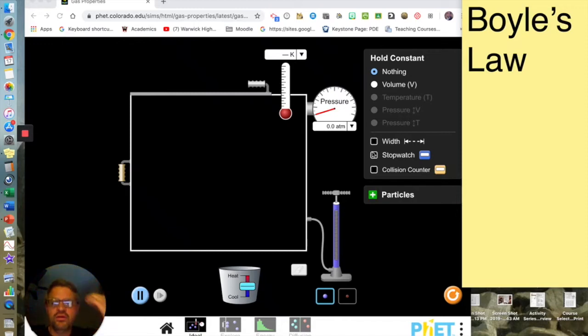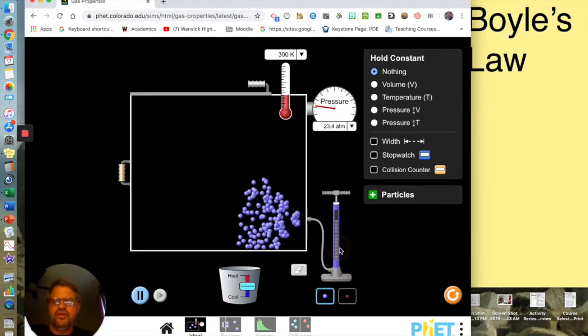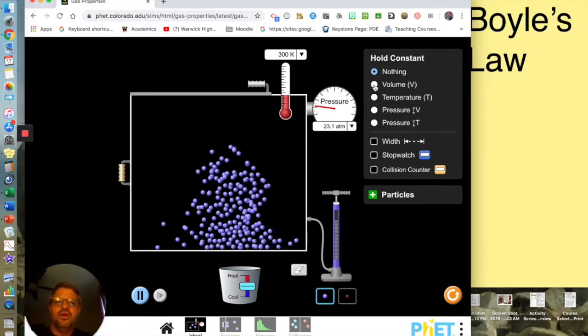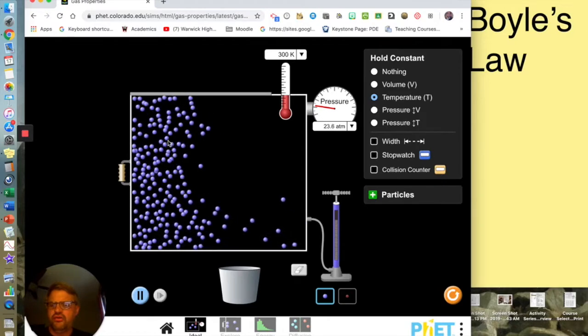Everybody, I want to take just a moment to review the gas laws and the relationships that you did last week during the simulator activities. So in the first one, with Boyle's law, the relationship is between volume and pressure. So let's balance out here.